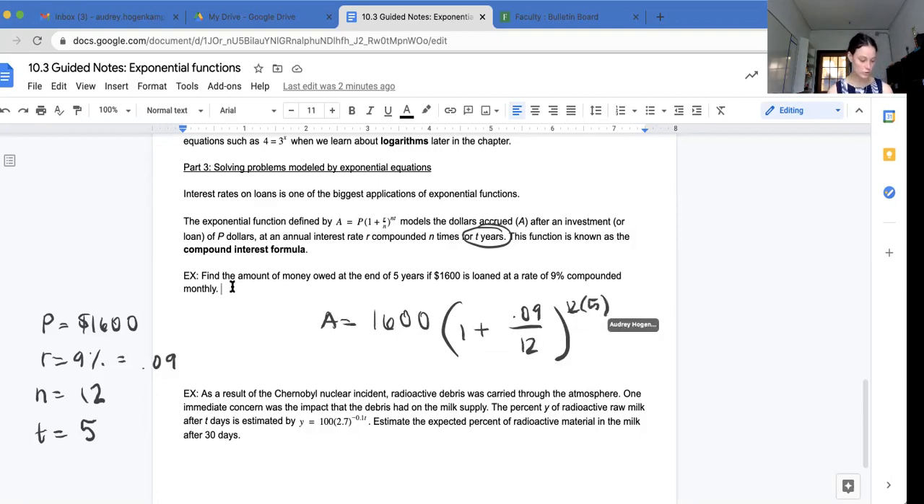Then you should enter this in your calculator, and the answer that you should get is approximately $2,505.09. If you didn't get that, you typed something in wrong, so practice doing that until you get this answer.